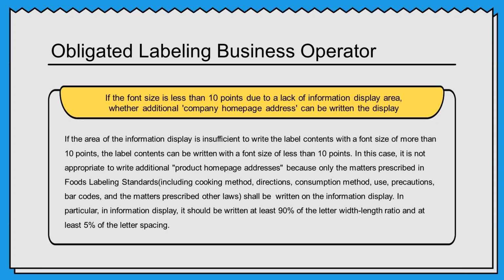If the area on the information display of the product is insufficient to accommodate the required information with a font size of 10 points or more, can the company homepage address be added? If the available space on the information display is not enough to present the labeling details with a font size of 10 points or larger, it is permissible to use a font size smaller than 10 points. However, in such cases, only the labeling details specified in the standards for labeling of foods can be written on the information display. Therefore, the addition of the company homepage address is not allowed. This is to ensure the readability of the labeling information.